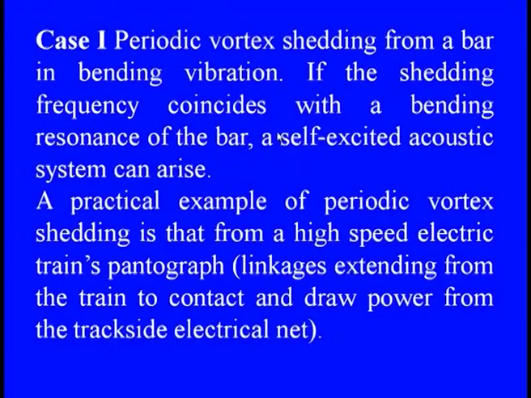So either the periodic vortex shedding is there from the bar's bending vibration, and the self-excited vibration in the acoustic will be generated. Then, when a high speed electric train is passing, the linkage extending from the train to the electric trackside net creates this kind of self-excited vibration, when the shedding frequency coincides with the bending resonances.